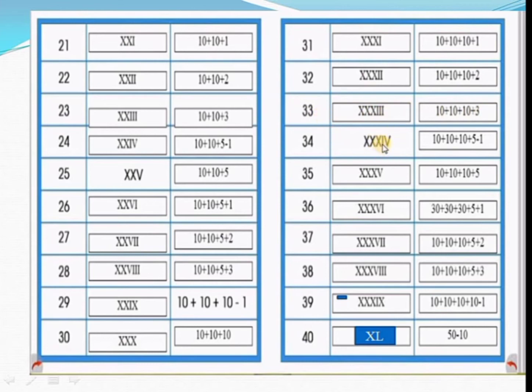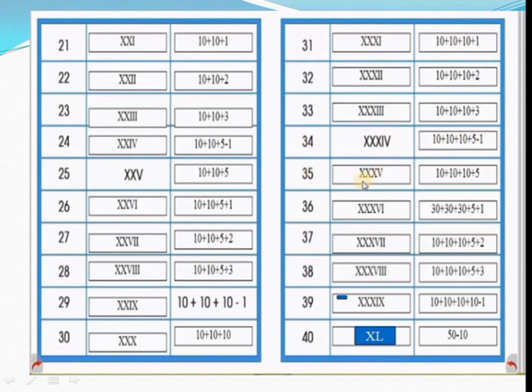Here you can see IV, 4. The smaller number comes before the bigger number. So we will write X plus X plus X is 10 plus 10 plus 10, plus 5 minus 1. So we will get 34.